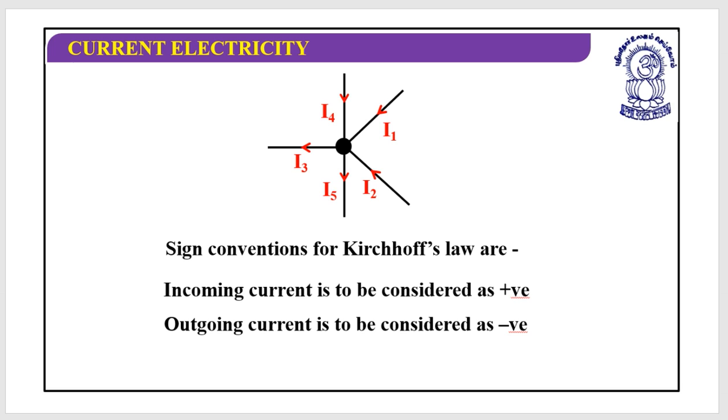Now according to the sign convention, let's assume that all the incoming currents are taken as positive and all the outgoing currents are taken as negative. You can take any convention of your choice; there is no restriction on it. But I have chosen that all incoming currents are considered positive and all outgoing currents negative.